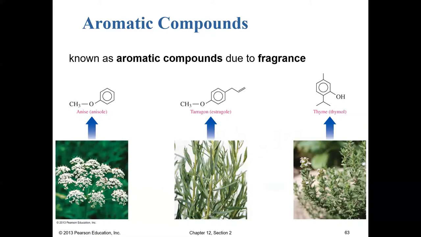They get the name aromatic because they have a fragrance around them. So here is anise, tarragon, thyme, and vanillin. Anything that has any form of an odor to it has some form of an aromatic compound and probably a benzene ring.